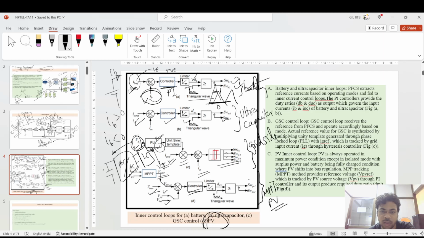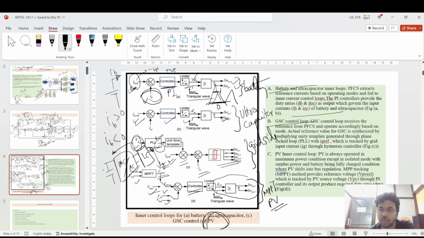Then the controller is there. After that, everything else will be the same as in the other case, that is, the battery PV. So there are three types of controls. First, the battery and the ultra capacitor have one type of controller for charging and discharging by changing the IB reference and IUC reference.